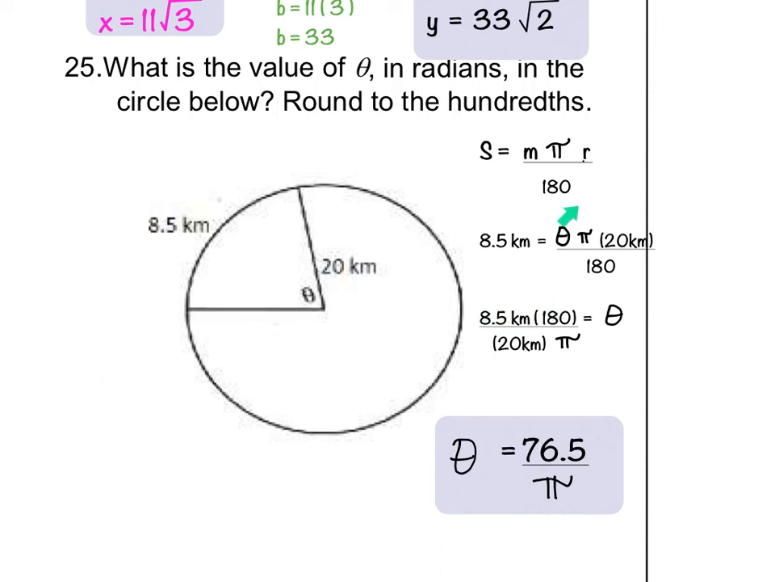Now, theta is being multiplied by pi and by 20 kilometers. So in order to get rid of them, I'm going to need to divide by pi and by 20 kilometers, which is what I did here. I'm dividing by 20 kilometers and by pi. Now, after working all of these numbers out, but not the pi, I end up with 76.5 with the pi at the bottom. So I'm going to say that that's theta for now. And I'm going to leave it like that since they asked me for radians.